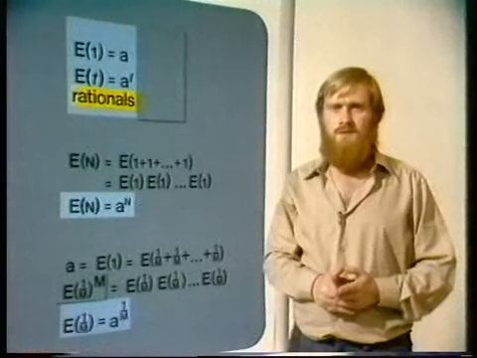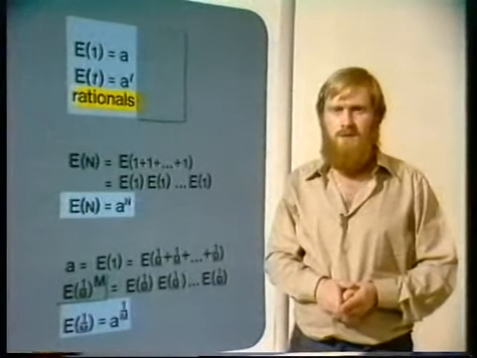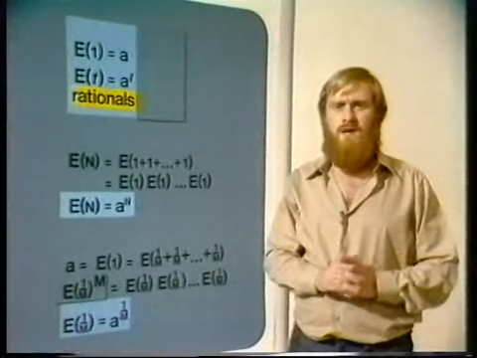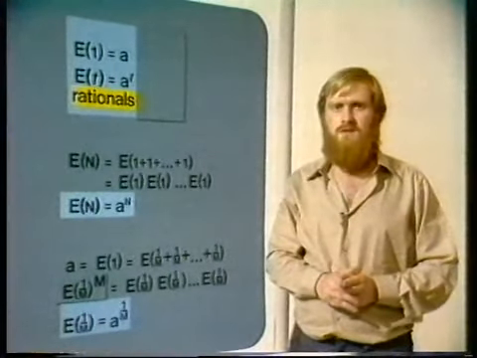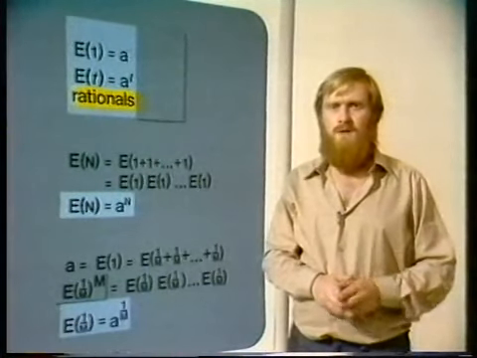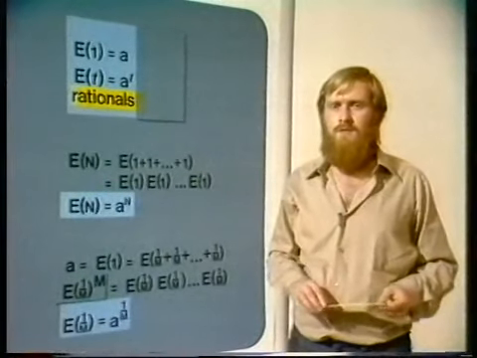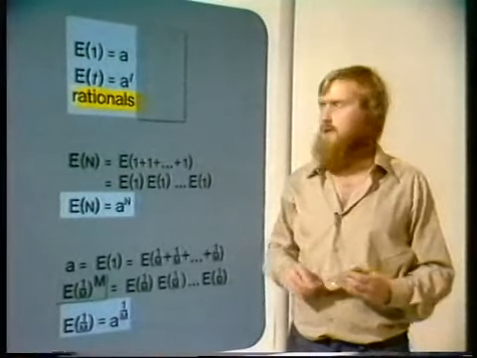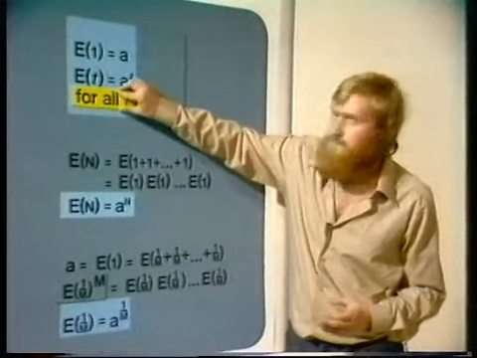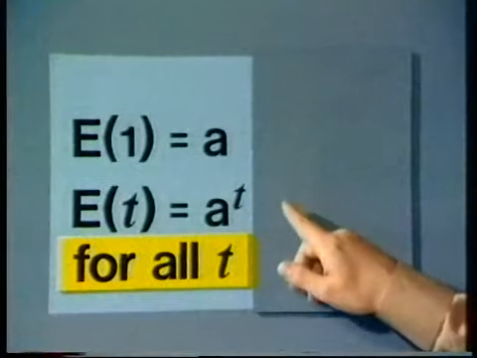Well, remember in a previous unit that for any number A, once we got A to the t for rational t, the way we extended it for irrational t indicated that the function t maps to A to the t is continuous. So both functions are continuous everywhere and they agree on the rationals. Therefore, the rational rule ensures that they agree everywhere. So that's proved that E of t is some number to the power t.